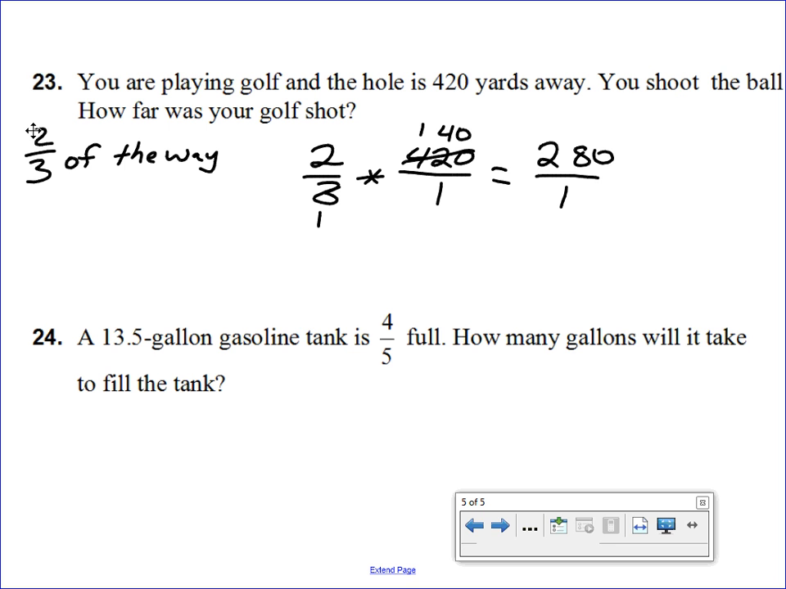Now, if I didn't simplify, I'd have 2 times 420. That gives me 840 over 3. And if I divide both of them by 3, I should get exactly that same thing. Wow, I wish I could hit it 280 yards every single time off the tee. Good tee shot. We'd say 280 yards.